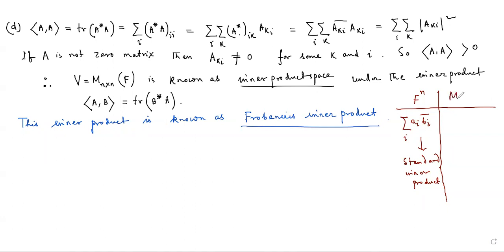But when we talk about the square matrix, then the inner product that we consider is trace of A star B or B star A, whatever, B star A, which is called the Frobenius inner product. So two different types of inner product have been defined in this particular class. One is the standard inner product, another is the Frobenius inner product. Very important, these two inner products are actually very important. Okay.